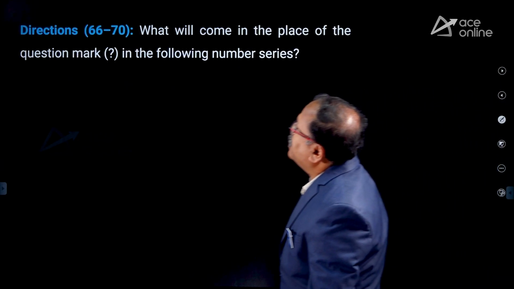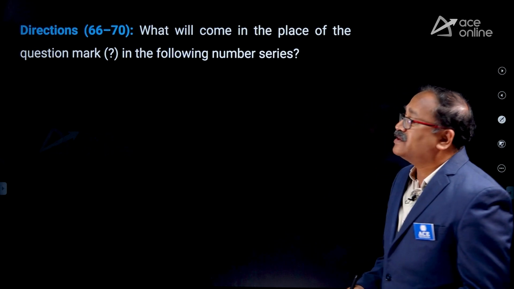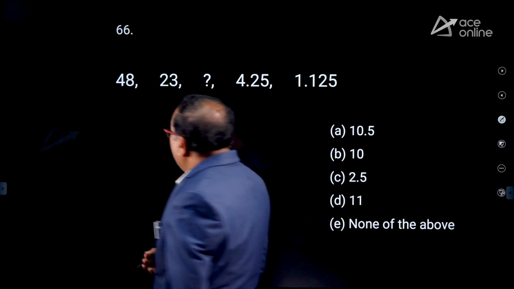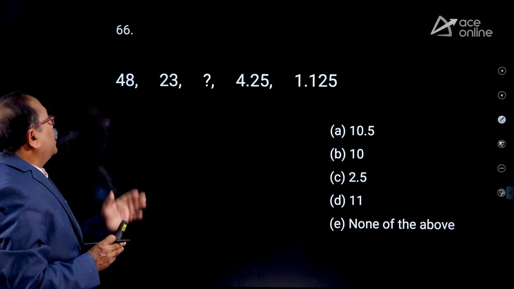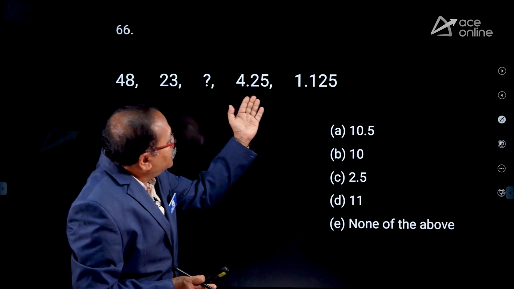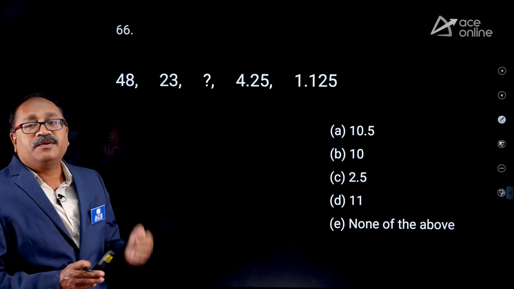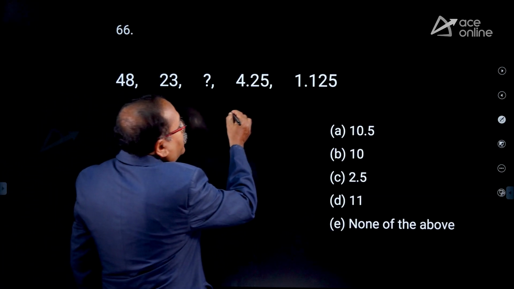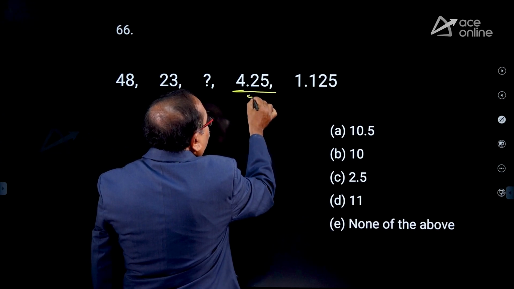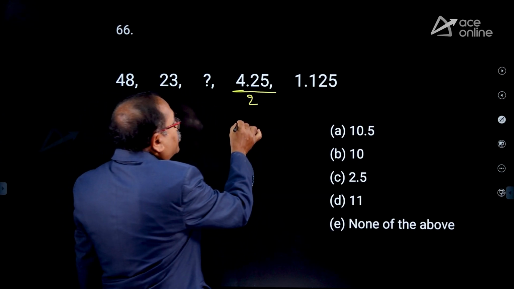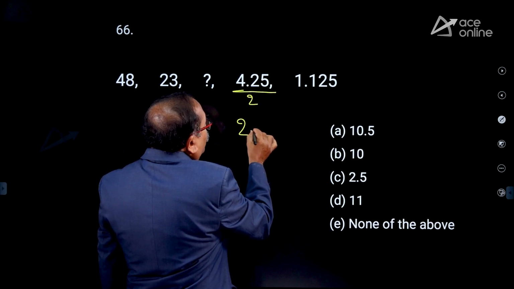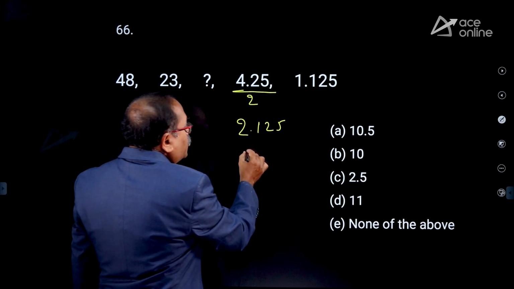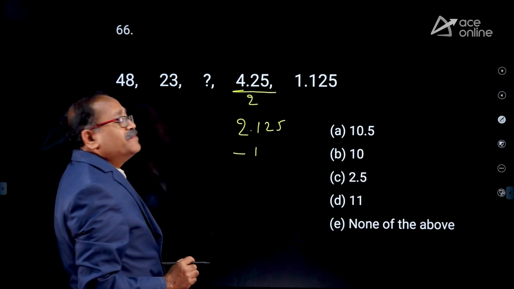Now here, what will come in the place of question mark in the following number series? So you know that there will be 5 number series question, right? Now look at the flow of the number. I see that 48, 23, and then the number is in decimal, and again the number is in decimal. So possibly it is division. So what if I divide this by 2? If I divide this by 2, so I will be getting this one as 2.125, but here it is 1.125. So it is possible that minus 1, I get that number.